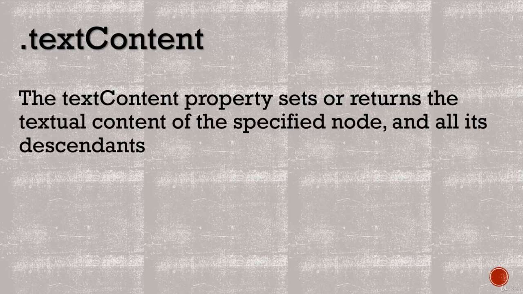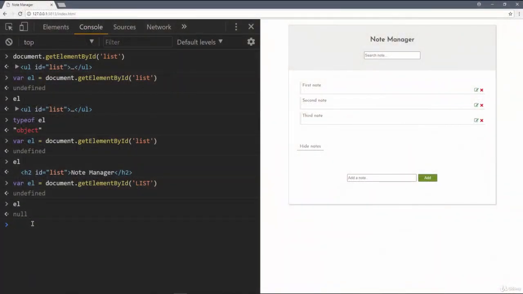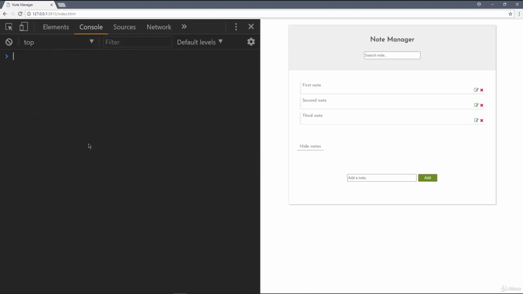So when you have an element with children and grandchildren, using the textContent property, you will get the content of all those elements. And if you set the textContent property, any child and grandchild element will be removed and replaced by a single text node. Let's see what I'm talking about exactly. Reload the page, then create again variable element and get the UL element using getElementById.